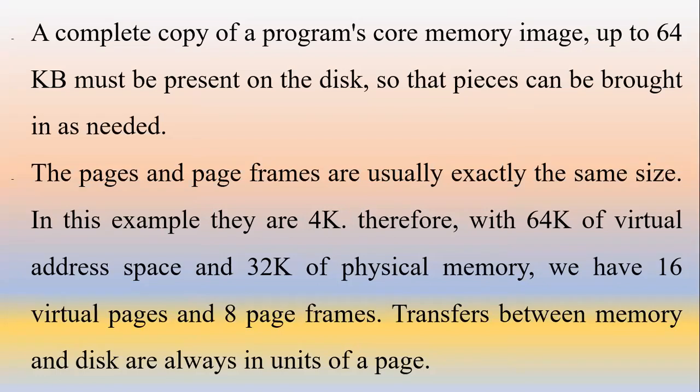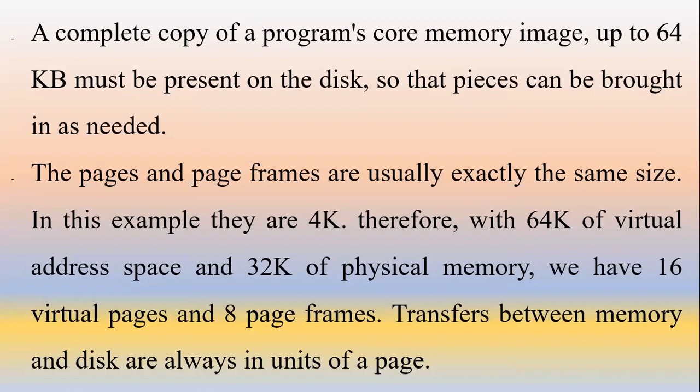A complete copy of a program's core memory image, up to 64 kilobytes, must be present on the disk so that the pieces can be brought in as needed. This means that because the memory referred to by the virtual addresses for a program is bigger than the available physical memory, a portion of the secondary storage medium, like the hard disk, will be treated as virtual memory, where the entire process will be kept. It will be broken down into pieces, where the first piece will be loaded into RAM. Then after it has completed its execution, it will be removed and taken back to the virtual memory in secondary storage.